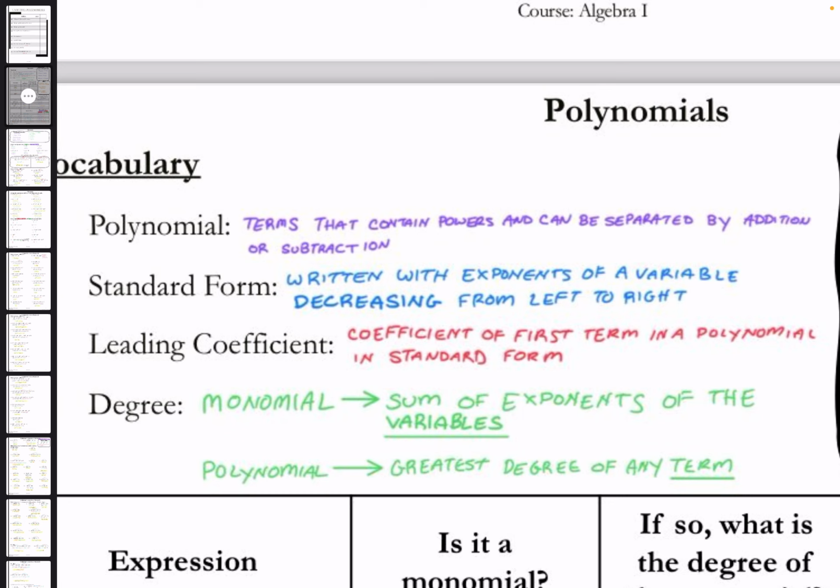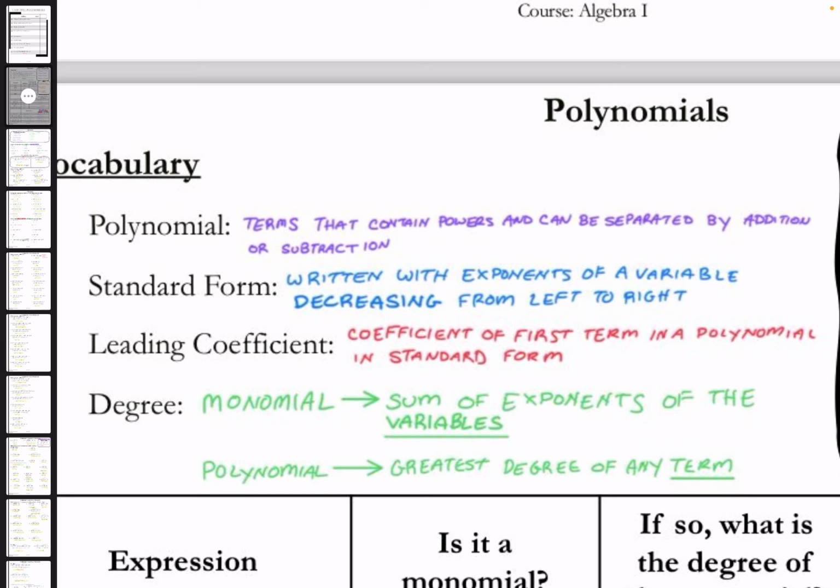Standard form is now where we're going to be working on to make sure our expressions are written with exponents of a variable decreasing from left to right. So the largest degree is going to be on the left-hand side. The smallest degree is going to be on the right-hand side. So largest, smallest. The leading coefficient is the first term in a polynomial, right? It's the coefficient of the first term once the polynomial is in standard form. So we're going to have to change it to standard form to see what the leading coefficient is.